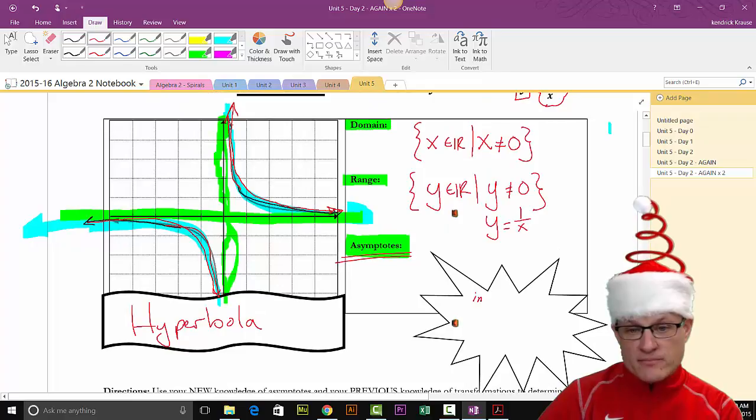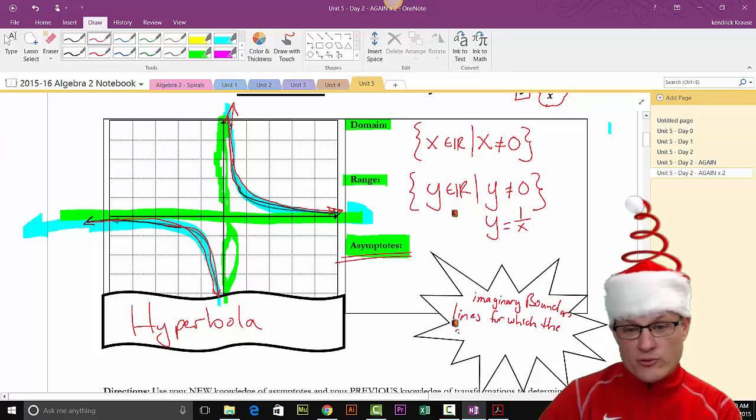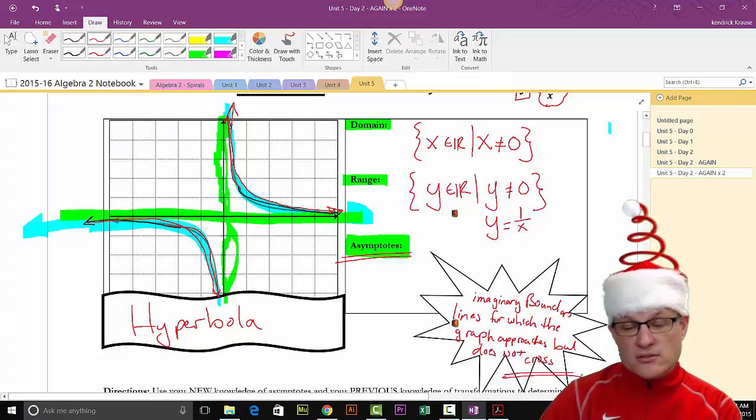Asymptotes are imaginary boundary lines for which the graph approaches but does not cross. So imaginary boundary lines for which the graph approaches but does not cross.